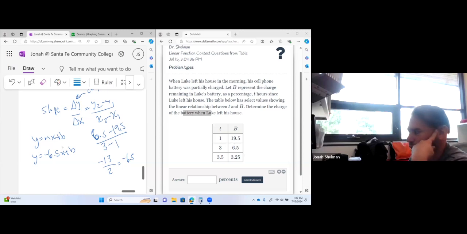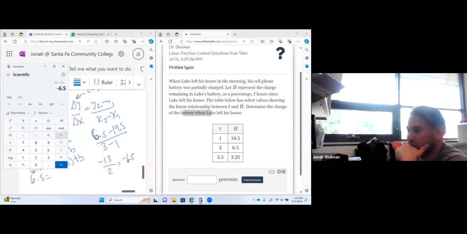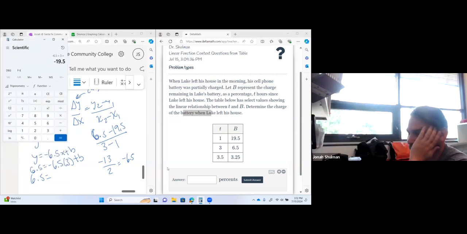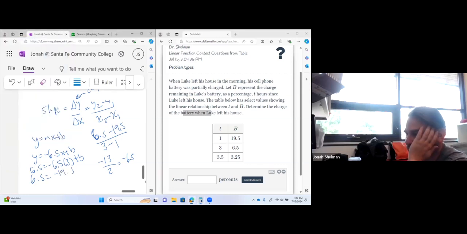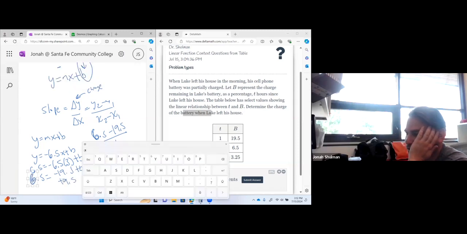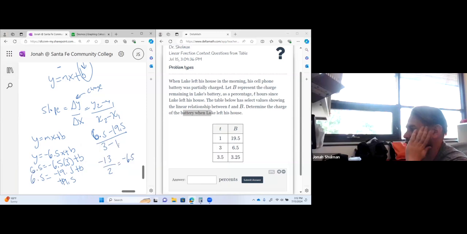So this says my y is 6.5 equals negative 6.5 times 3. So x is your input, y is your output, plus b. So 6.5 equals, well, what's negative 6.5 times 3? Should be negative 18. Oh, it's not. It's negative 19.5. We have to add 19.5 to both sides. And we're going to be left with our final answer.